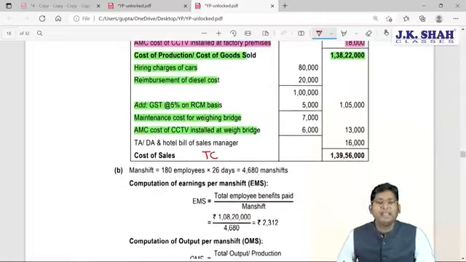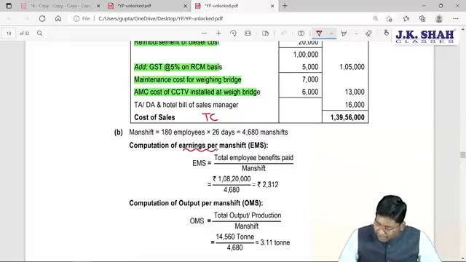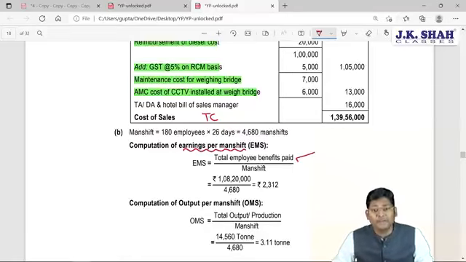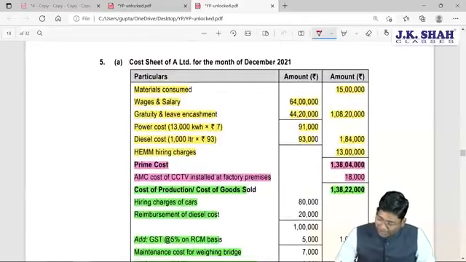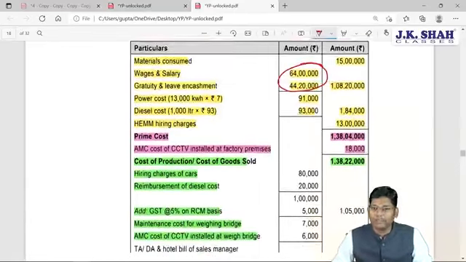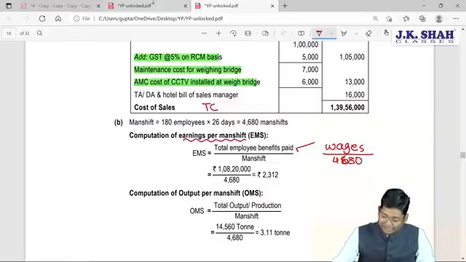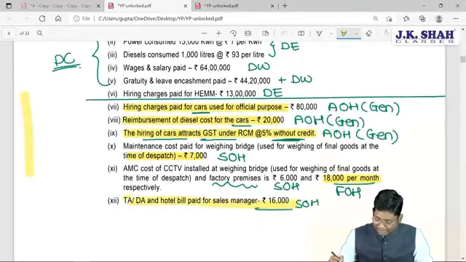Question point A is asking us to show the total cost or total benefits or total earnings on the basis of per man shift. So for calculating earning per man shift, very first you should calculate the total employee benefit paid. Total employee benefit paid are 2. We have paid them wages, and we have paid them gratuity and leave encashment. So both the values are added here. Total labor cost, total wage cost, is divided by your man days, which is 4680, which we computed while discussing the question. You can see here this computation is already done.